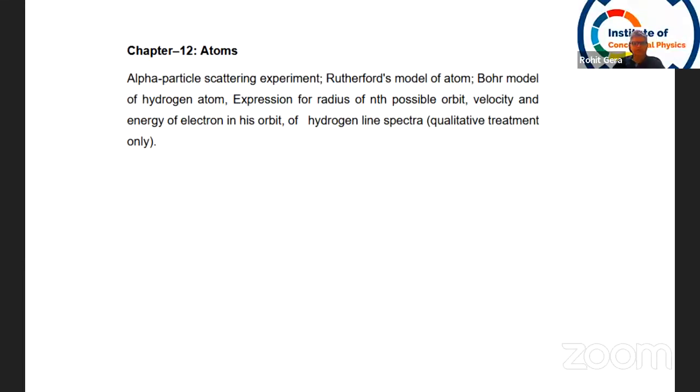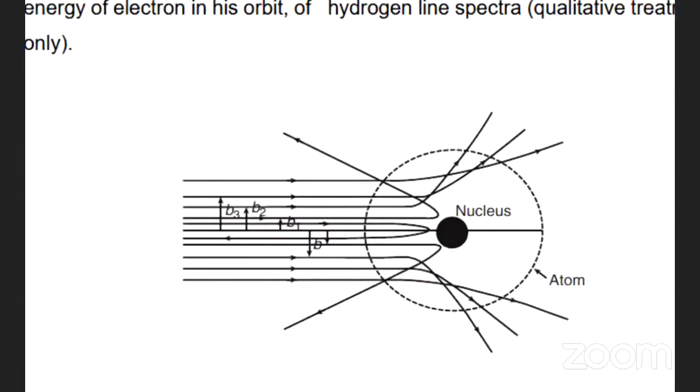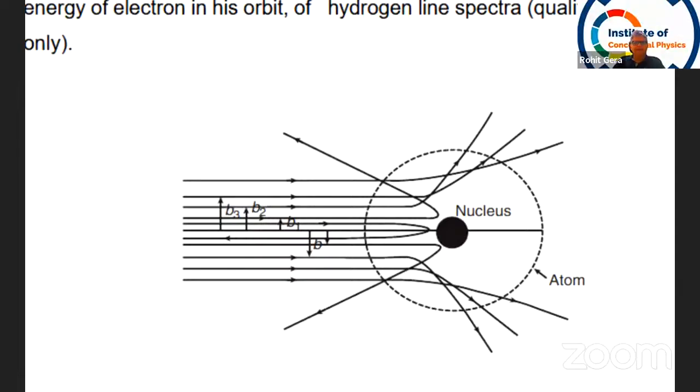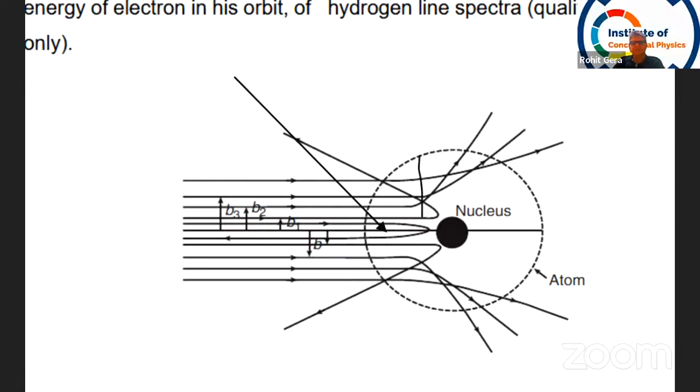Let me show you the diagram now. This is a diagram of the experiment. You can see the diagram. So a stream of alpha particles is coming, right? The ones which are straight towards the nucleus, they rebound. The ones which are closer to the center of the nucleus, something like this, right? Exactly at the center, it gets deflected by a small angle.